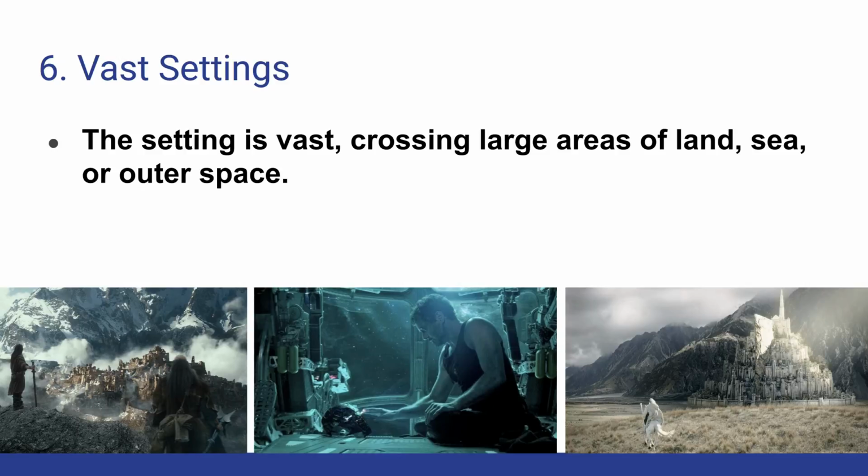Next is vast settings. The setting is vast, crossing large areas of land, sea, or outer space. If the protagonist travels a lot and goes from one place to another and sees all these different settings, then they have experienced vast settings. Think of Bilbo from The Hobbit, which some of you read in 7th grade. He travels from the Shire all the way to the Misty Mountains, Lonely Mountain, into all these different towns and sees all these different vast settings.